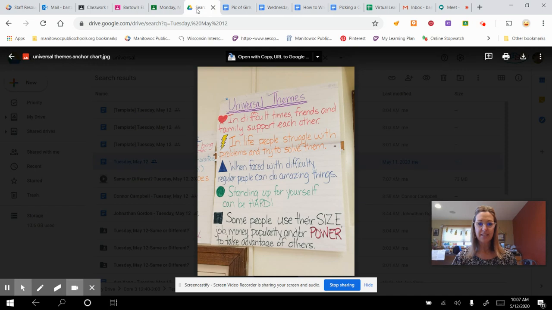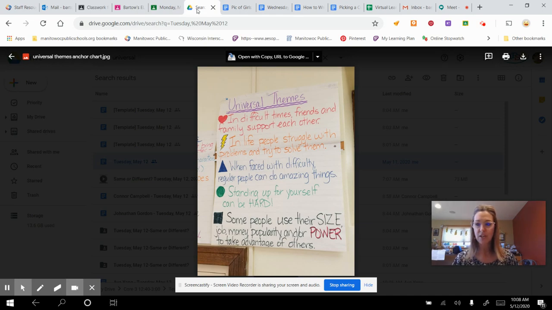One of the things that sticks out to me is the heart, and the heart represents in difficult times, friends and family support each other. And so when I think of Morgan and Tatum, and I think of all the things that they have in common, a time that Morgan, her freshman year, went to college, Morgan left Tatum a note before she moved out on her own, and Tatum FaceTimes a lot more often with Morgan.